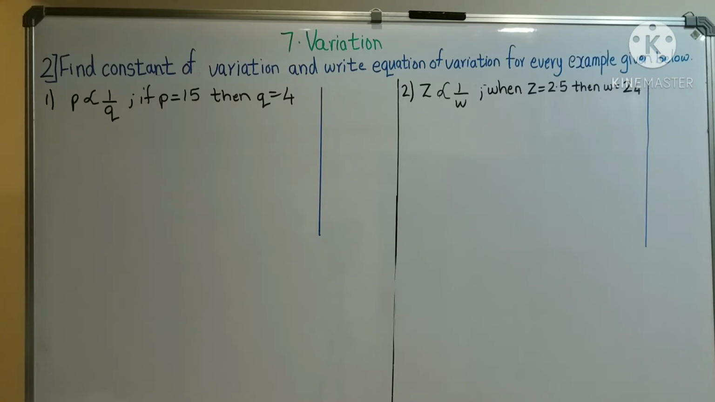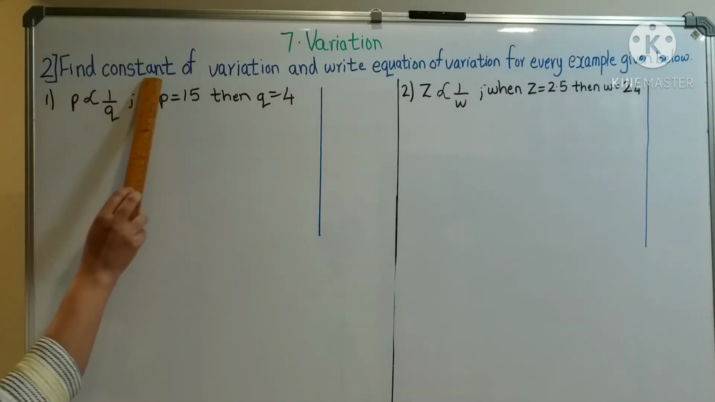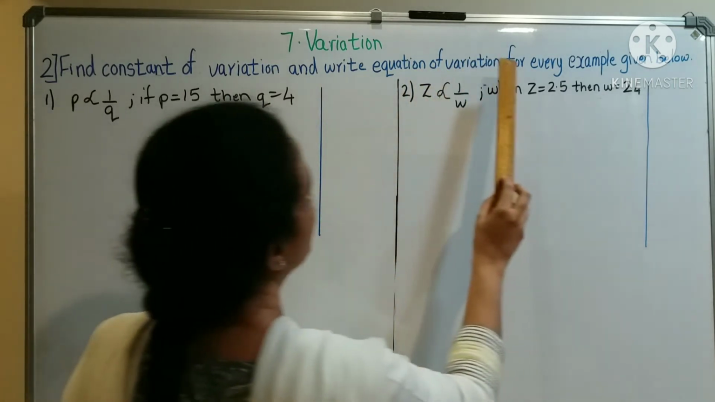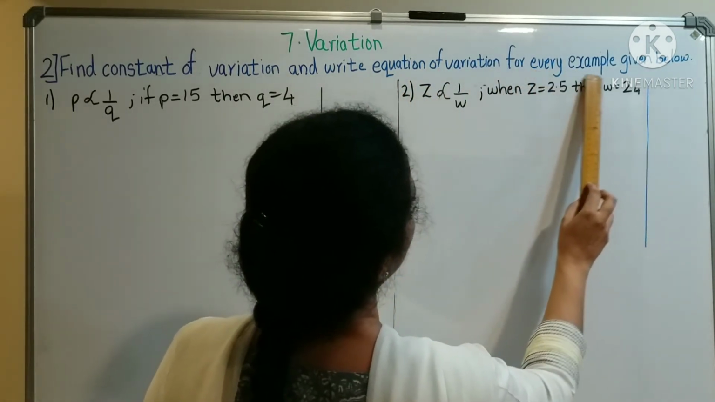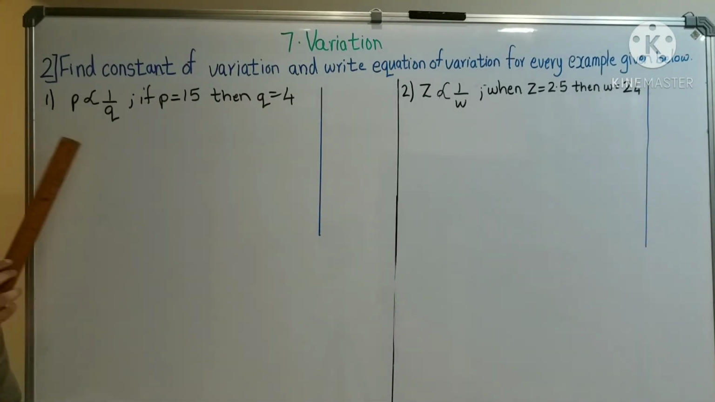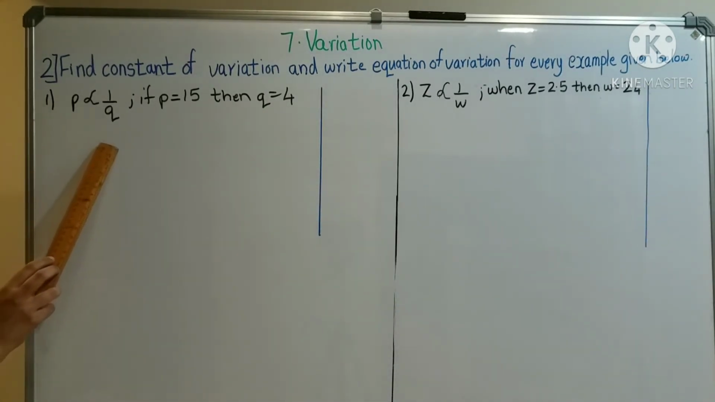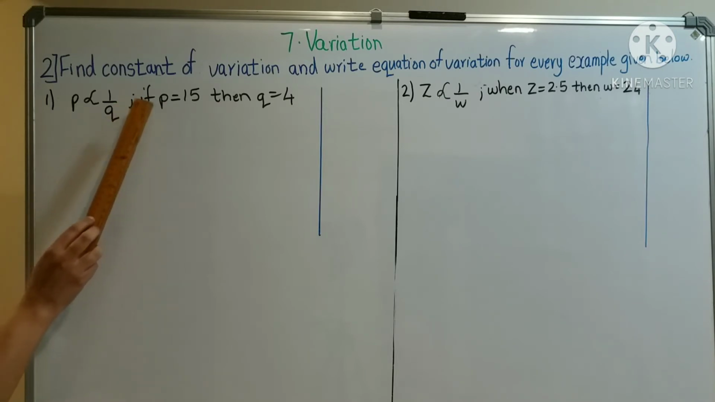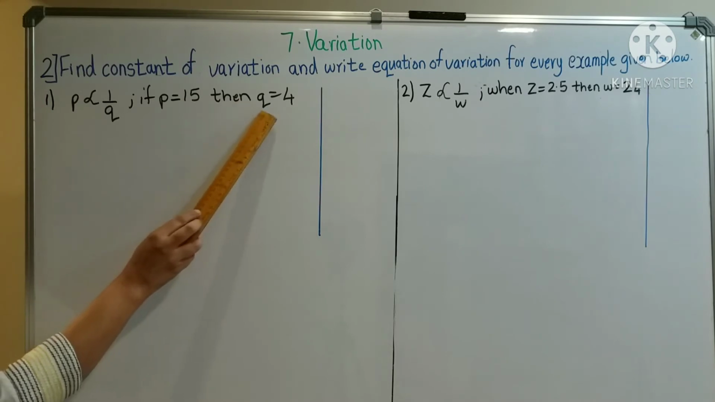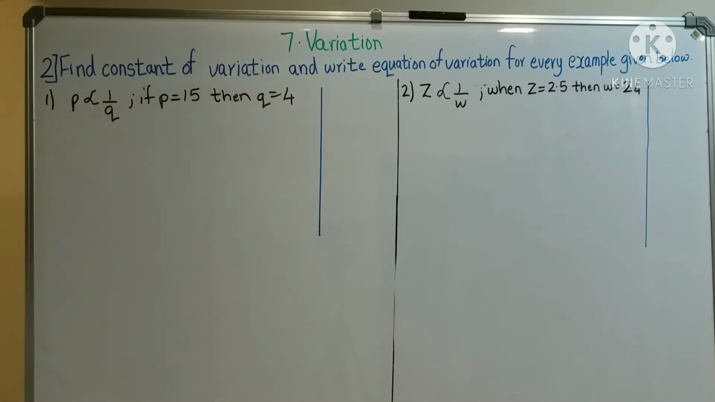Now we are going to solve the second sum from practice set 7.2. Find the constant of variation and write the equation of variation for every example given below. First example: P inversely varies to Q. If P is equal to 15, then Q is equal to 4. Let us solve the first example.